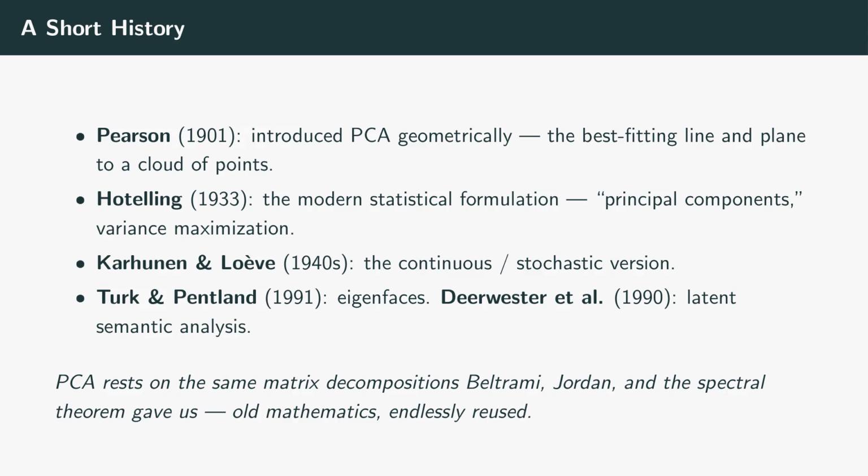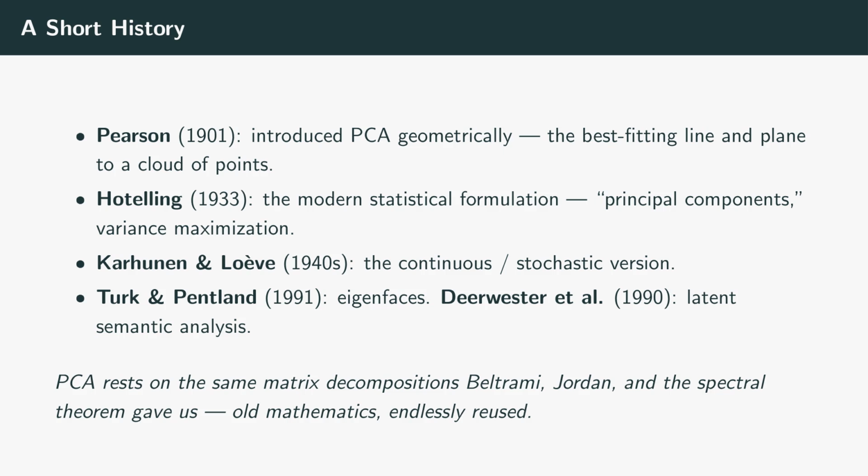A short history to close the mathematics. Principal component analysis began with Karl Pearson in 1901, who framed it geometrically as finding the best fitting line and then plane through a cloud of points. In 1933, Harold Hotelling gave the modern statistical version, coining the term principal components and framing it as maximizing variance, the formulation we use today. In the 1940s, Karhunen and Loève developed the continuous stochastic version of the same idea for random processes.